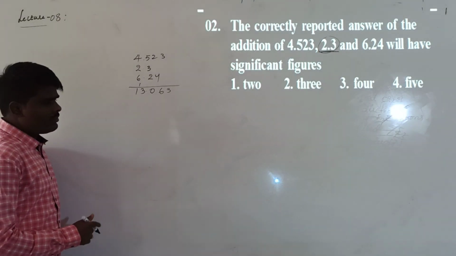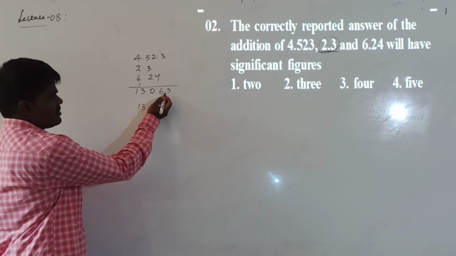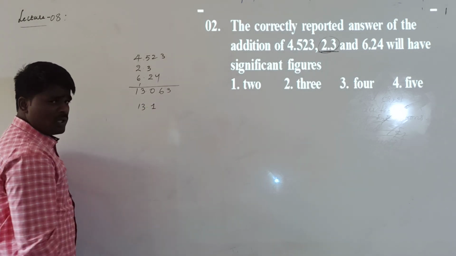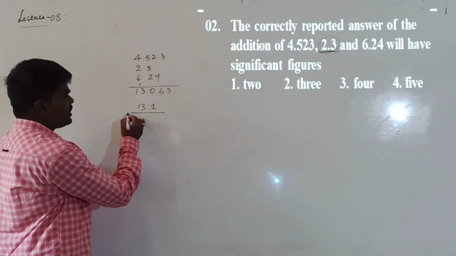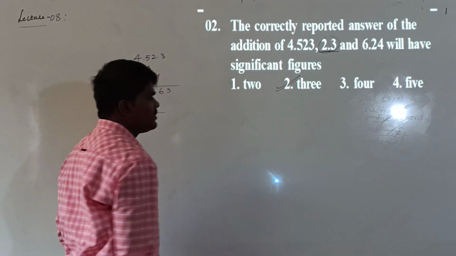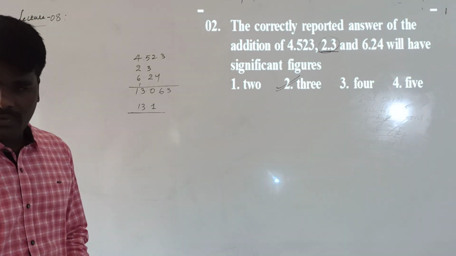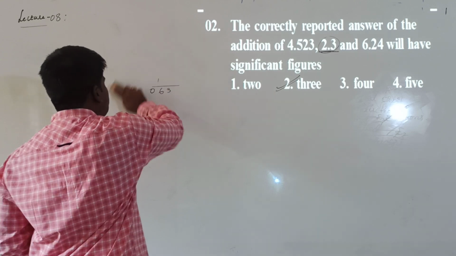So from the rounding rules, what can we do? As the 6 is greater than 5, on rounding we get 13.1. The number of significant figures in this value will be how many? 3. The number of significant figures is 3. This is the rule of addition of significant figures.